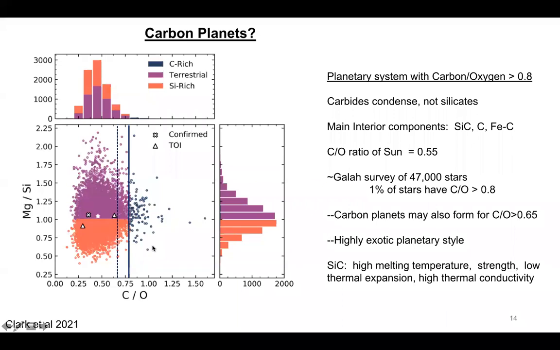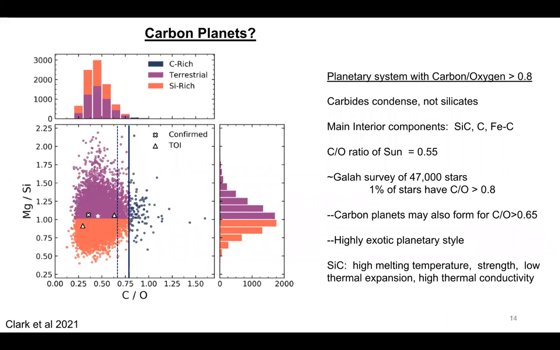But even if they're rare, even if they're extremely rare, even if this 1% is a bit of an overestimate, I would still argue that they're worth exploring because they would be a highly exotic planetary style, completely unlike anything we have in our solar system, because silicon carbide has this very high melting temperature. It tends to be strong, with low thermal expansion and high thermal conductivity. All these properties are quite different from silicates. So this would be an interesting type of planetary style to explore.